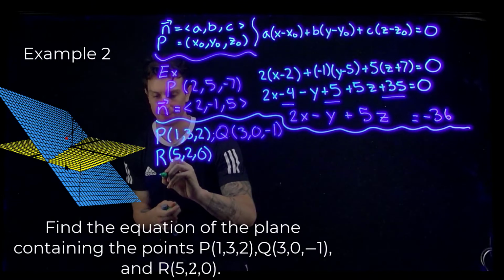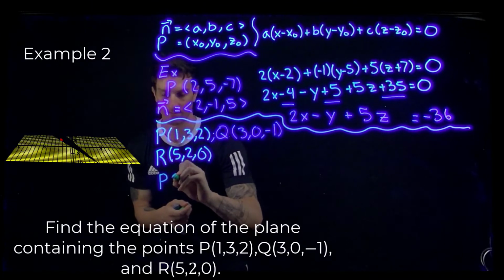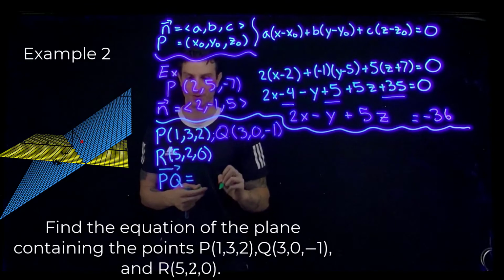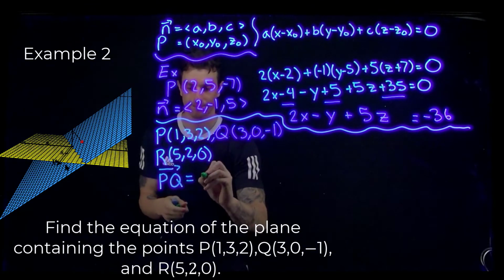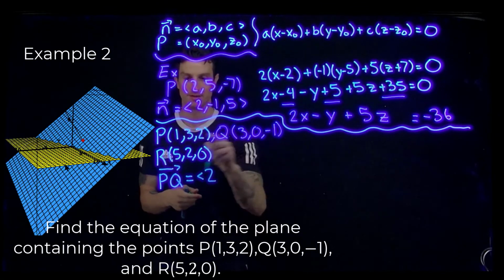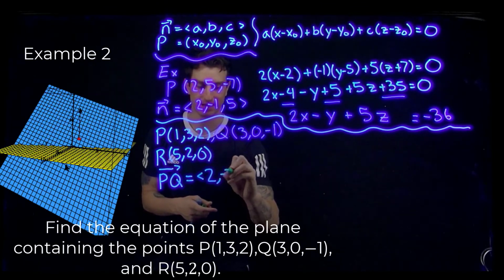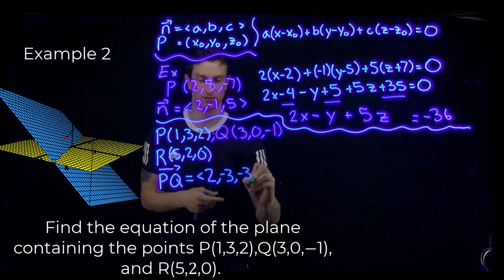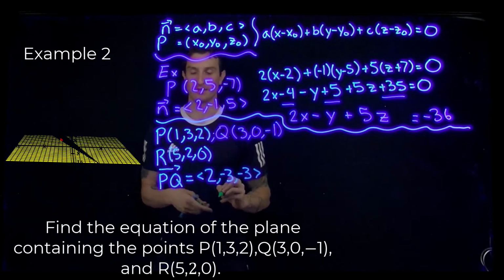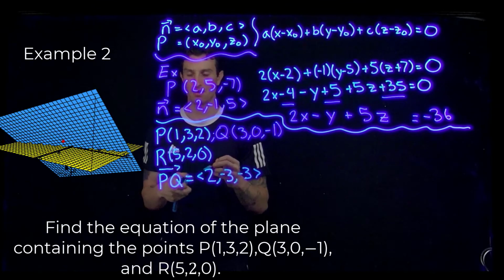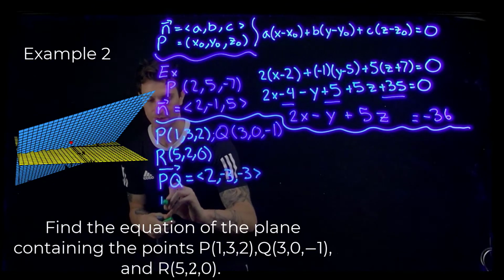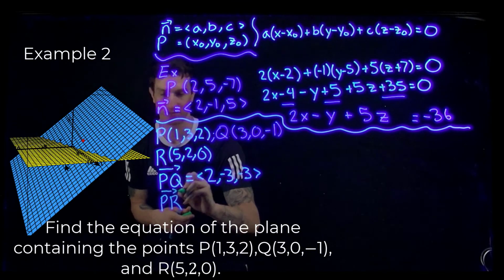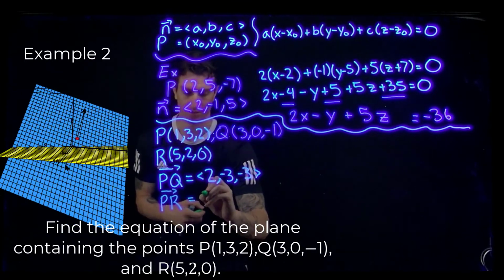We have PQ. And this is going to be equal to, I'm going 3 minus 1, 2, 0 minus 3, negative 3, negative 1 minus 2, negative 3. Let's go ahead and construct now. We'll go PR. So we'll say P to R. So starting at R and subtracting, 5 minus 1, we have 4.